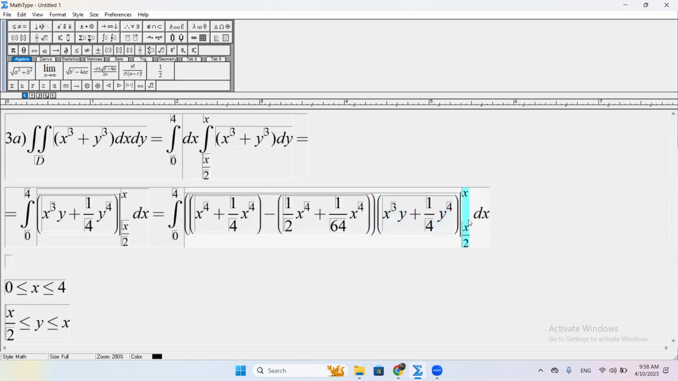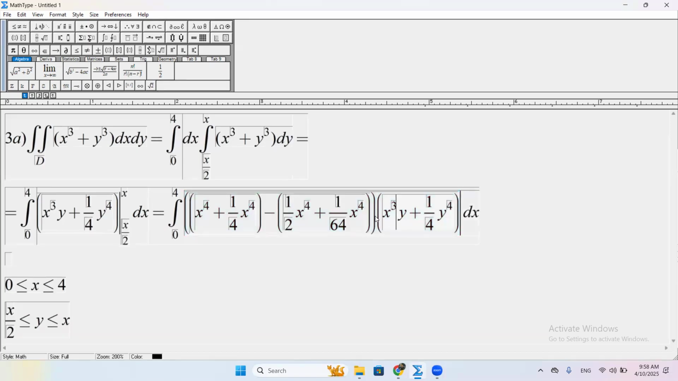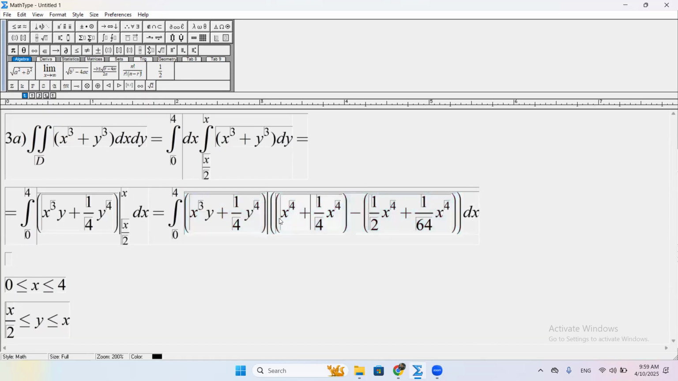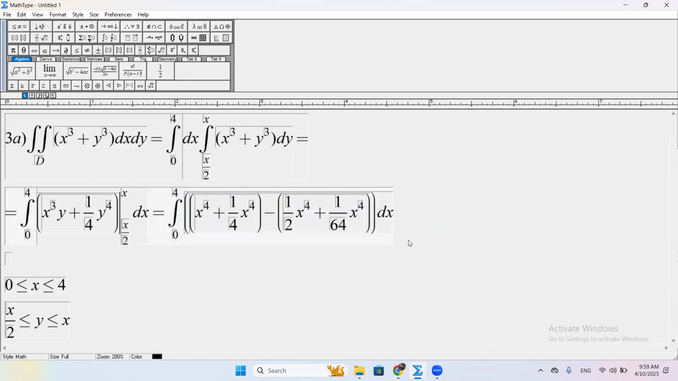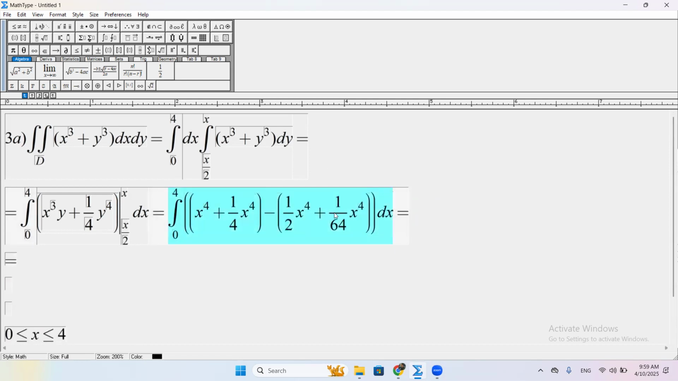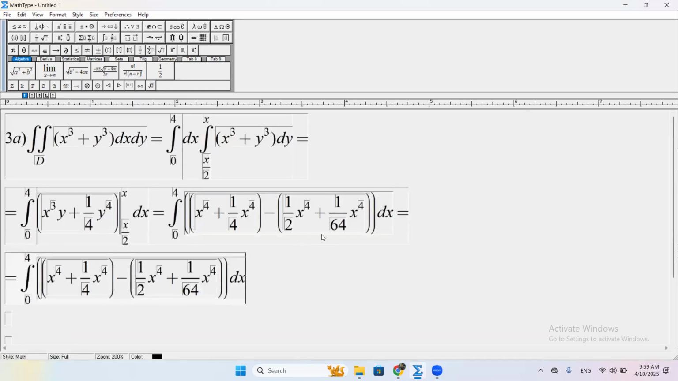So now we came to a definite integral that we already know how to calculate. So now let's simplify it first of all, and then we will calculate. So 1 over 64, so 33 over 64 plus 16 over 64. So it will be 49 over 64.